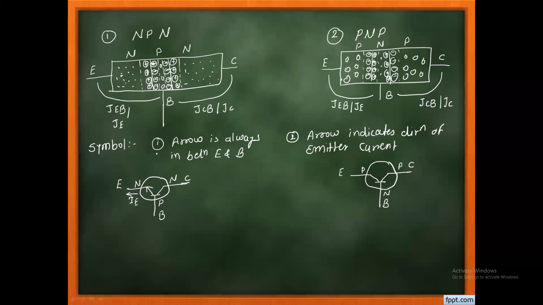आता अप्लाय करा. पहिला क्रायटेरिया. Arrow is always in between emitter and base. म्हणजे आपल्याला या ठिकाणीच ड्रॉ करावं लागेल arrow. And it always indicates the direction of current. आता करंटची डायरेक्शन बघा. आपल्याला माहित आहे की करंट हा कायम P रिजन कडून N रिजन कडे फ्लो होतो. म्हणजे ही झाली करंटची डायरेक्शन. It means that emitter current is the incoming current. Get it, my friend?